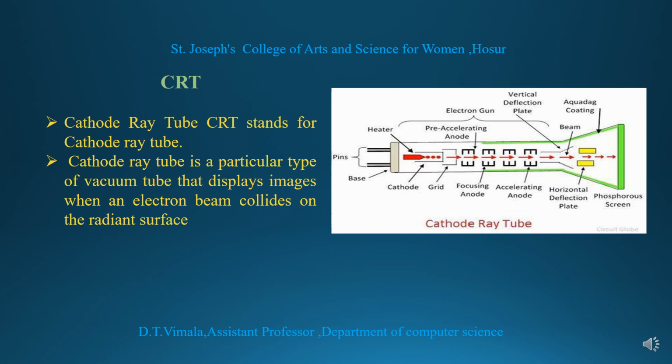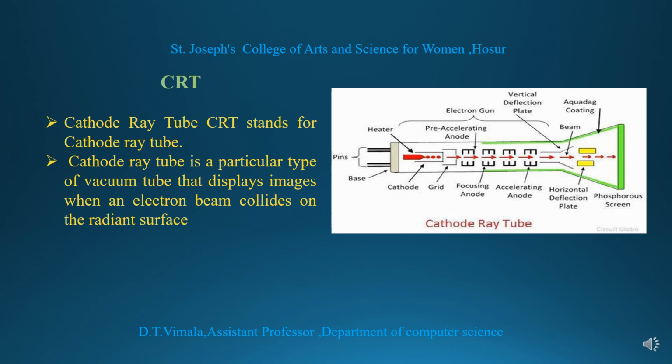Here I am going to talk about the subject Computer Graphics. In Computer Graphics, we are going to see about the CRT. So, what is the explanation of CRT? CRT is a cathode ray tube. A cathode ray tube is a particular type of vacuum tube that displays an image when an electron beam collides on the radiant surface. Here we can see the diagram of the cathode ray tube.